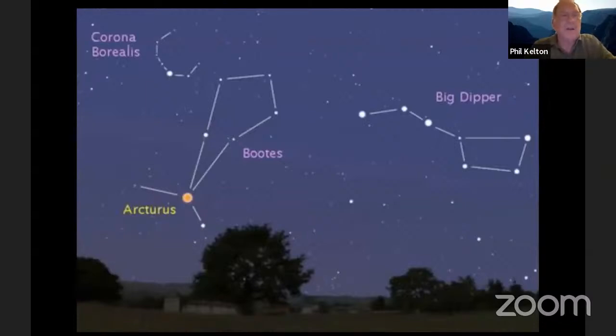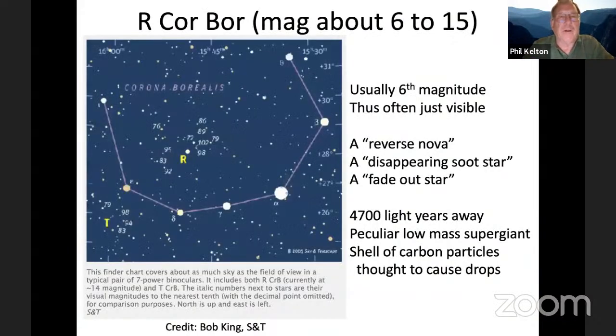Okay, the next 2 stars are from Corona Borealis, so we're back to that cartoon again. Corona Borealis is pretty near Boötes, the northern crown. The first one is R Cor Bor, R being a designation that it's a variable star, and it varies by almost 10 magnitudes. At its brightest, it's about magnitude 6, and it would be visible in a good dark sky to a good observer. You can see it's kind of in the middle, a little bit to the left in Corona Borealis, the northern crown.